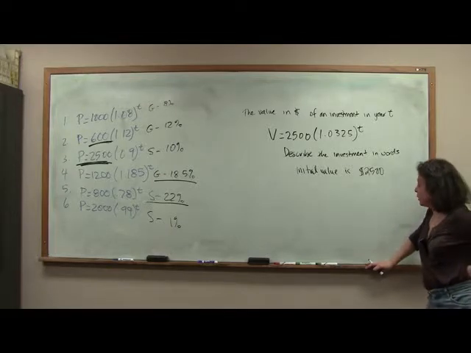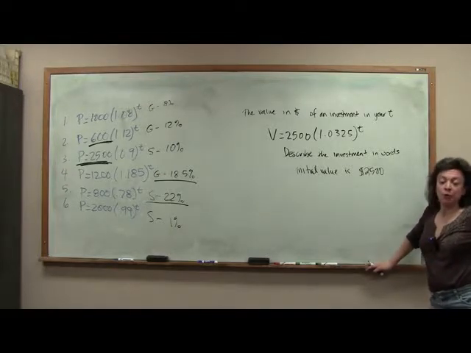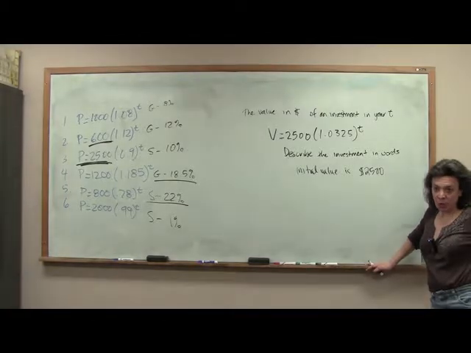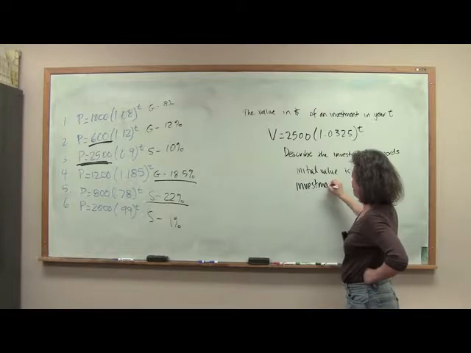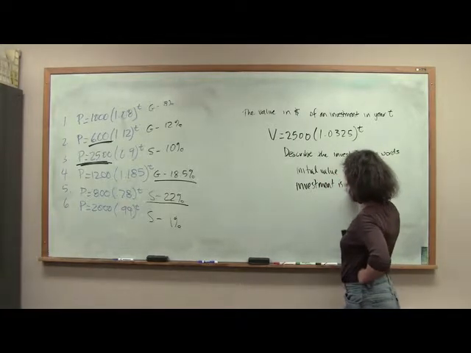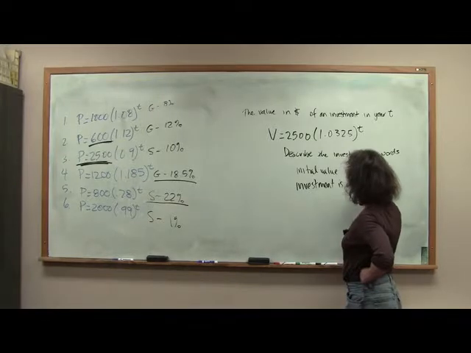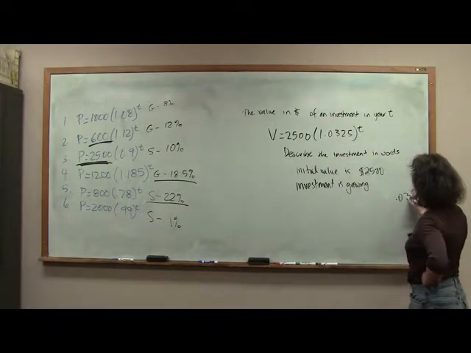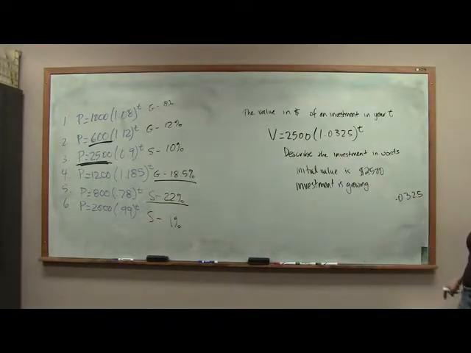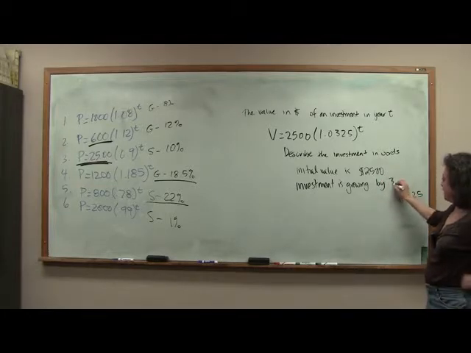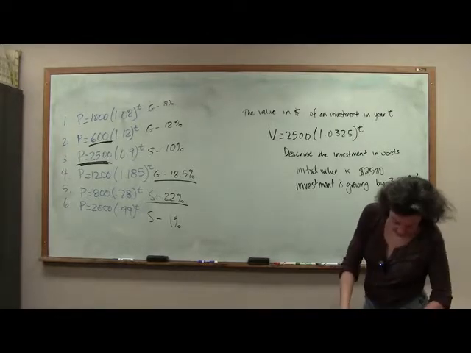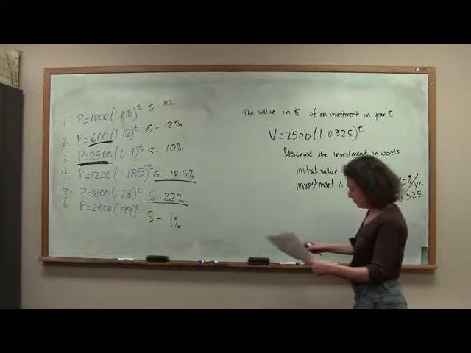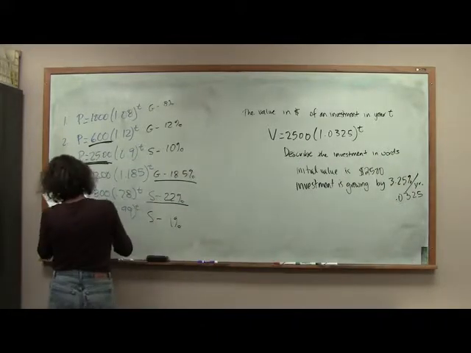Now, what does this 1.0325 mean? Well, notice that my base is greater than 1, and therefore my investment is growing since it's greater than 1. Well, take this 0.0325 and put it in percentage form, and I claim that means it's growing by 3.25% per year. Alrighty. Next.